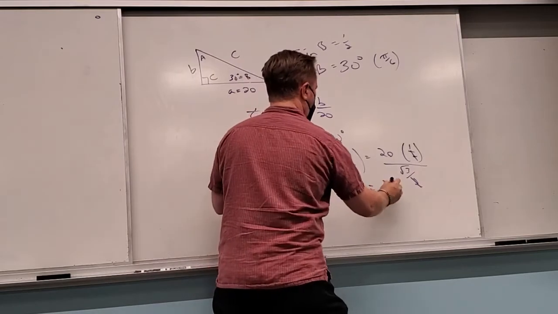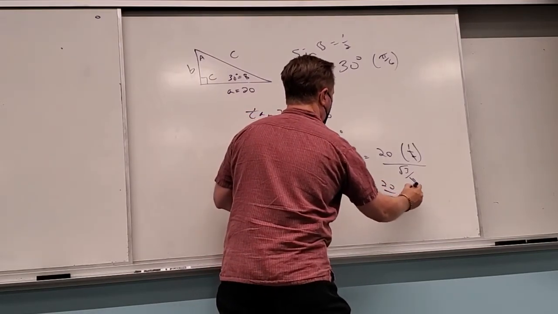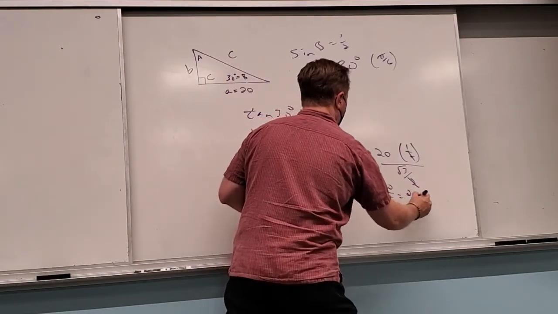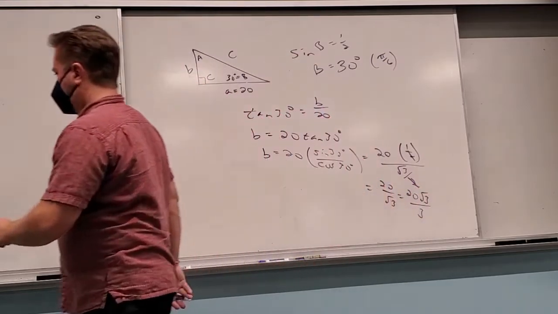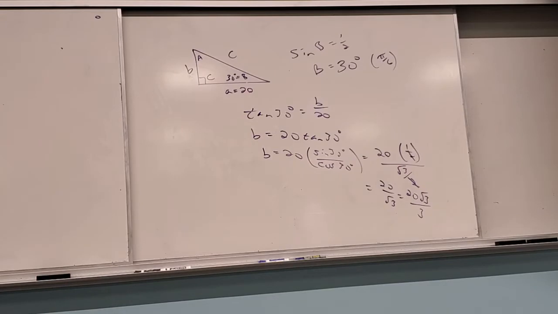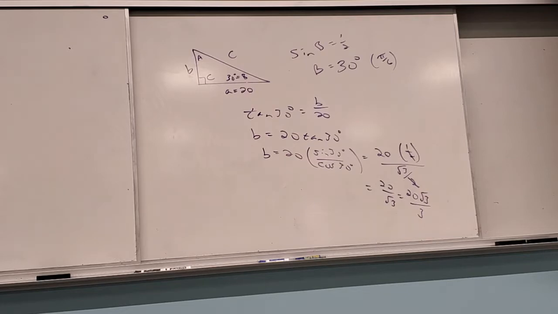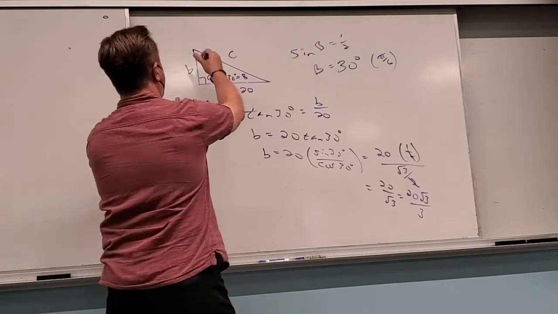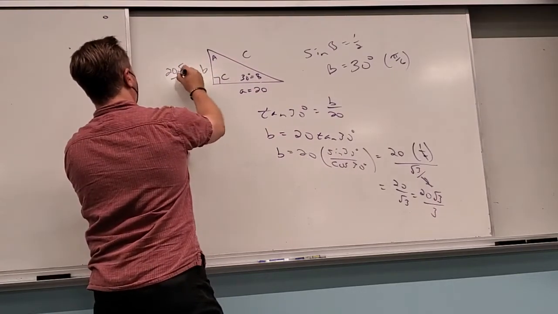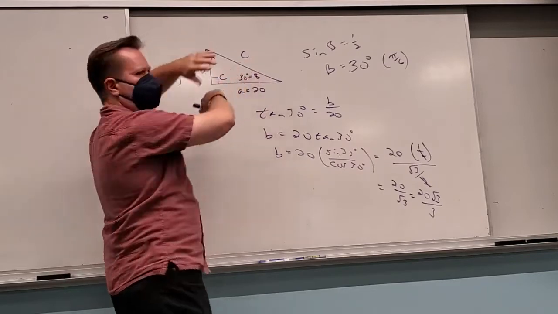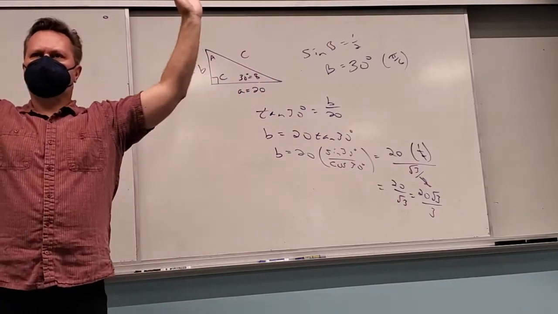So I get 20 over rad 3, and if I rationalize, I get 20 rad 3 over 3. Isn't that the same thing I got over here, right? Just a different way. And then you can get the last side just by using the Pythagorean theorem. Is that cool? Once I get two sides, I can get the last side with the Pythagorean theorem. No problem. Yes?